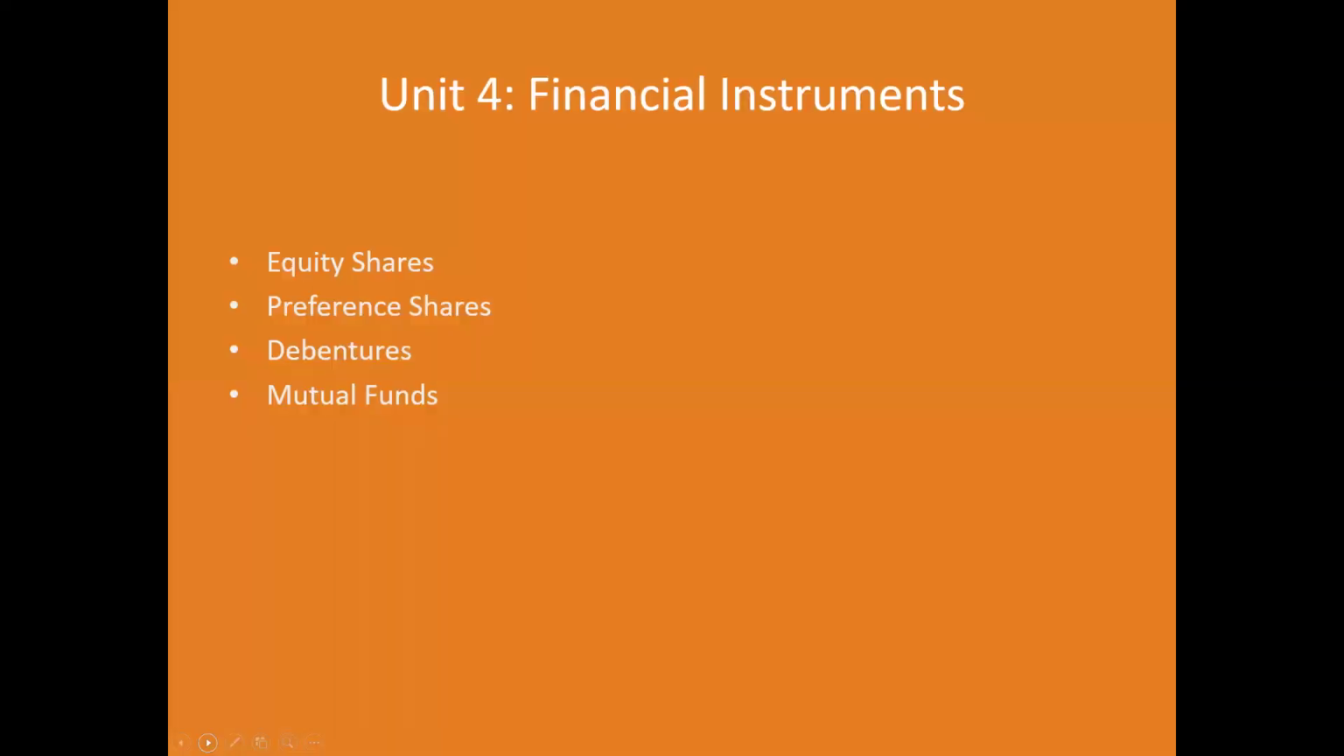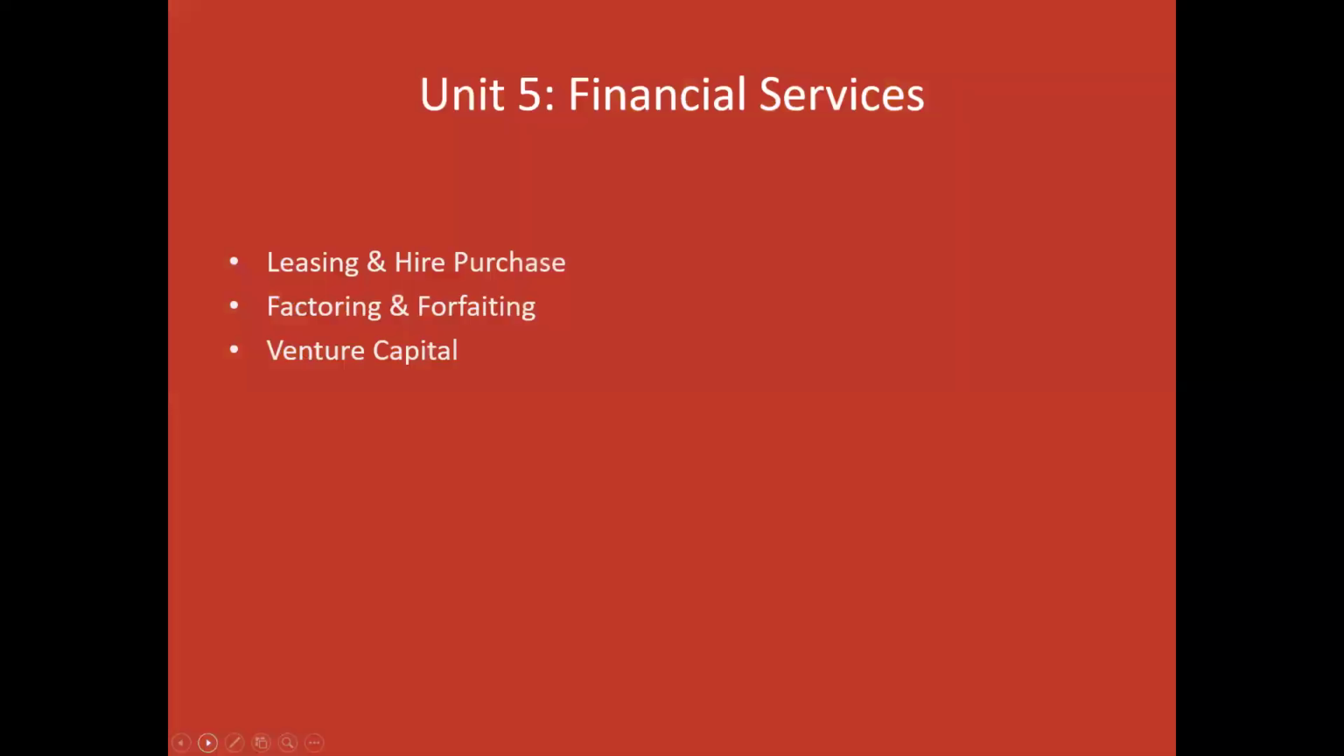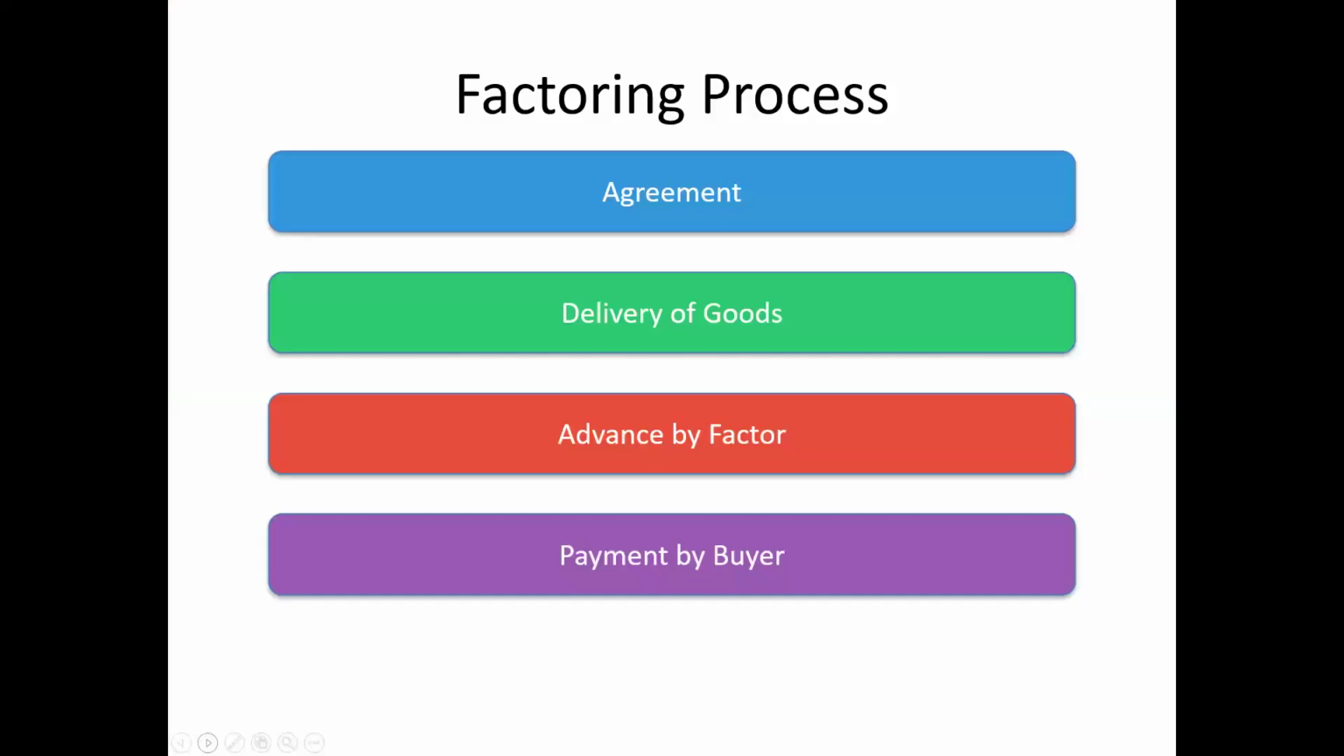The 4th module is all about financial instruments, and you will learn about equity shares, preference shares, debentures, and a more detailed discussion on mutual funds. Finally, the 5th module is about financial services, which covers 3 important services: leasing and hire purchase, factoring and forfeiting, and finally venture capital. The factoring process includes 4 steps: agreement, delivery of goods, advance by factor, and payment by buyer.